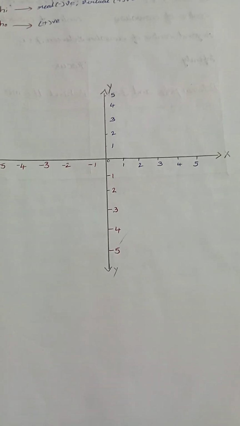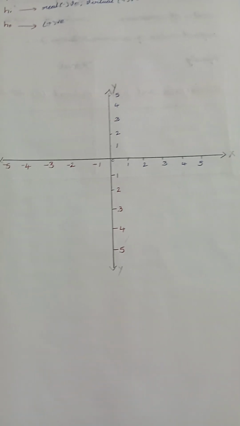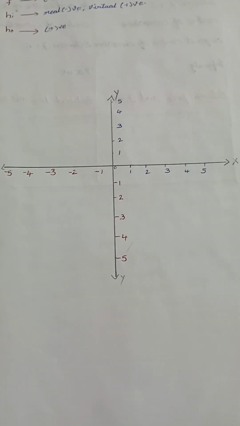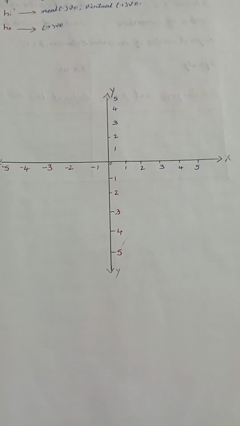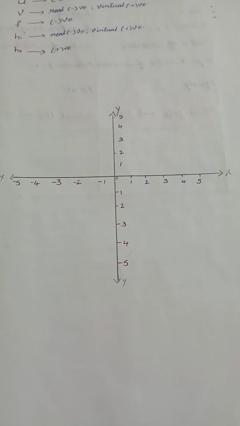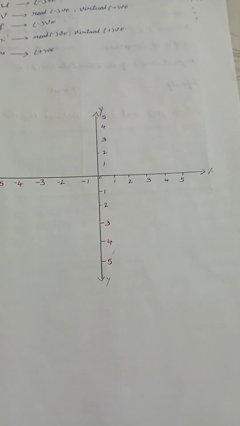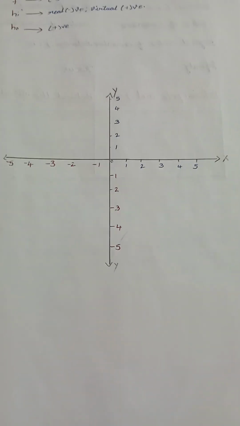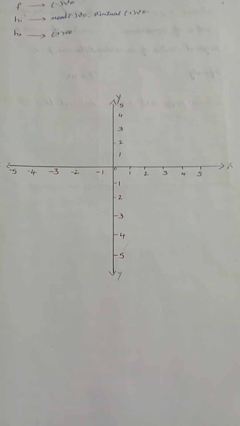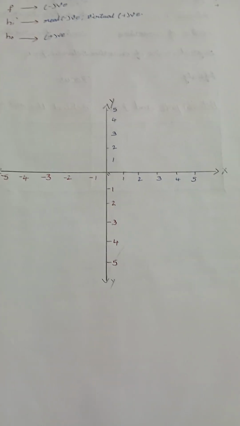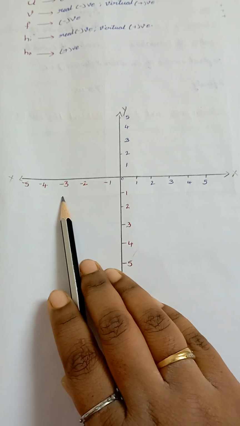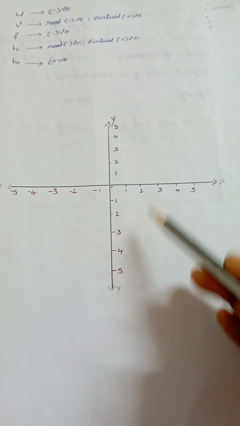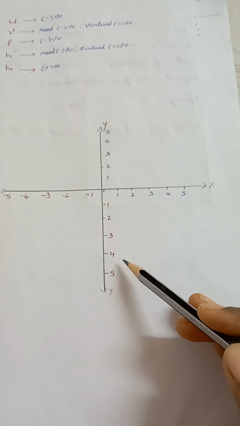Good morning everyone. Today we are going to learn about the sign convention for spherical mirrors. This is the Cartesian plane. I think all of you have an idea about this. We use it to plot graphs in the xy plane. You know how to draw the coordinates for the positive x-axis, negative x-axis, positive y-axis, and negative y-axis.